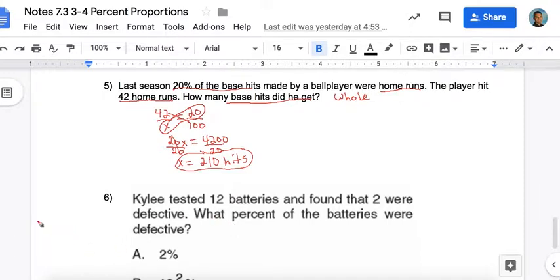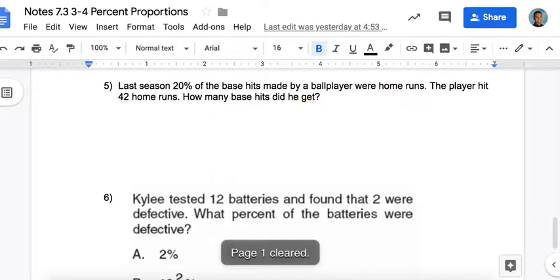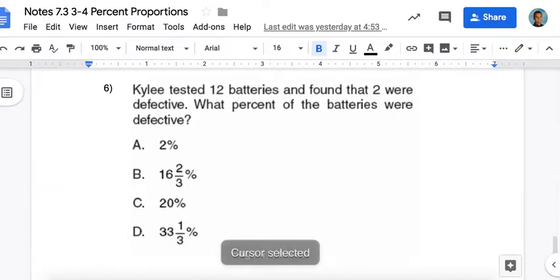Okay, let's look at number 6, our final question. Kaiway tested 12 batteries and found that 2 were defective. So let's underline. What percent were defective? Okay, so we tested 12 batteries and found that 2 were defective. So the 2 that were defective is my part, and the 12 that were tested is my whole. And it said what percent, so we're looking for the percent.